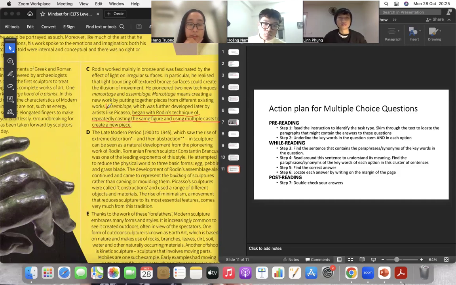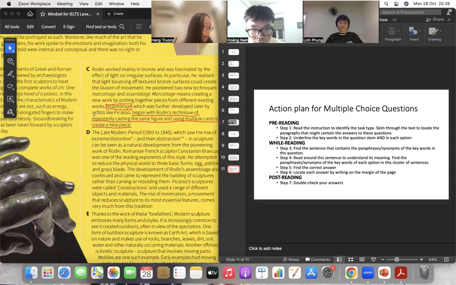This is the name of the work, assemblage, which was further developed later by artists like Picasso. So Picasso is not the first one to develop it, so that's why A is wrong, right? It began with Rodin's technique. So "creates a single composition" means only one thing out of merging different things into one. So very good. So you put on the margin here number 7. Okay, good job.